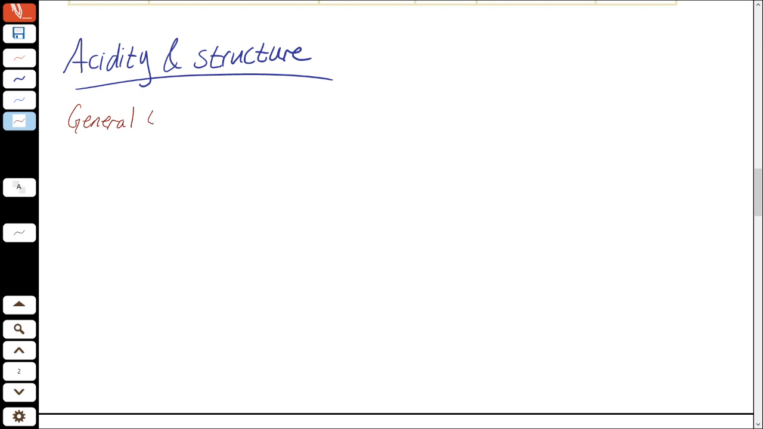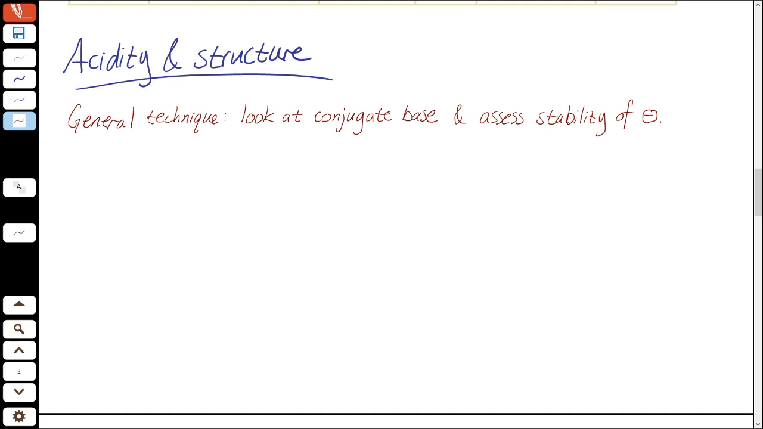Our general technique here is to find the conjugate base and assess the stability of the negative formal charge. Now this isn't going to work for everything because some conjugate bases are neutral, some are 2 minus, whatever. But for most of the ones in that table, you have a neutral acid, you lose a hydrogen, and you end up with a negative formal charge somewhere. So we want to know what types of molecules can best stabilize that negative formal charge, and that's going to go back to our acid strength.